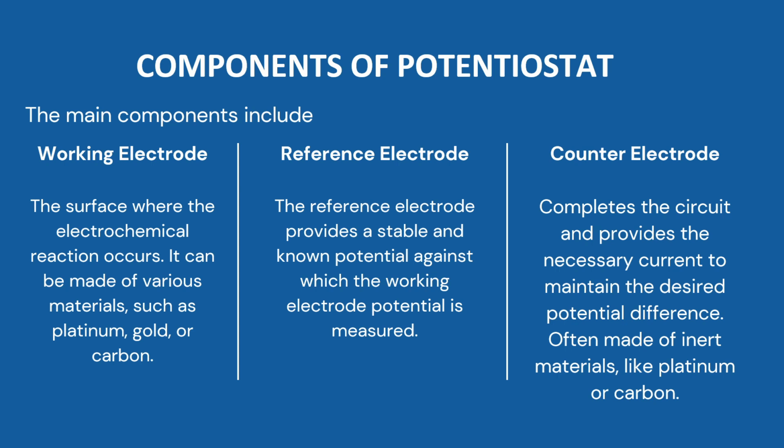So coming to the first part, the working electrode is the electrode at which all the important reactions take place. It is the surface where the electrochemical reaction occurs. It can be made of various materials such as platinum, gold or carbon.